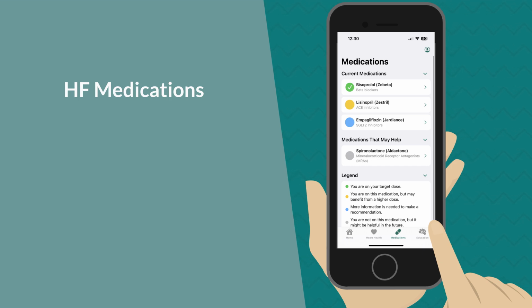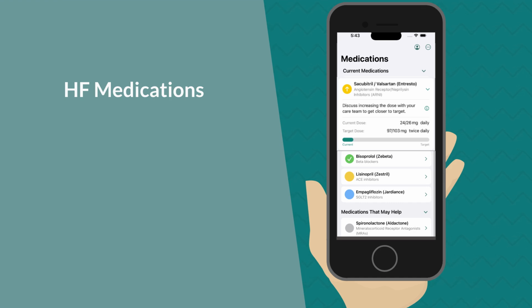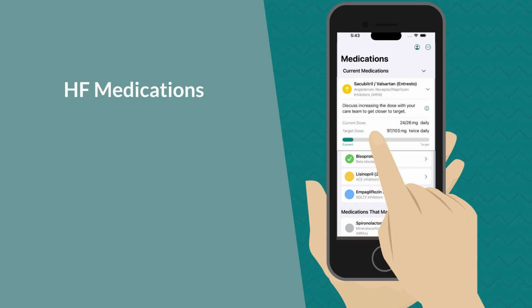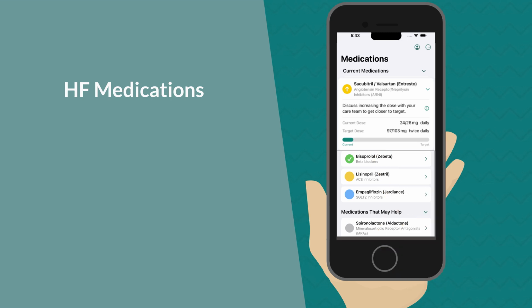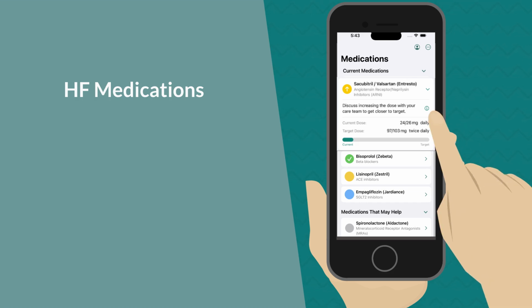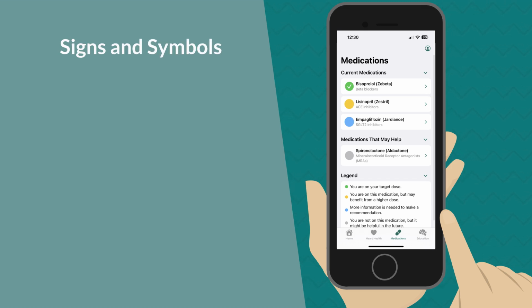The top section lists your current medications and dose. The second section highlights possible additions or changes to your medications that may benefit your heart. For each medication, you can view your current dose, target dose, and progress towards reaching the target. If you want to watch a video with education about any of the medications, you can click on the information icon here. The colored circle next to each medication indicates your treatment progress.